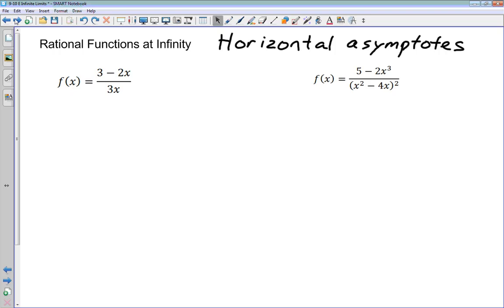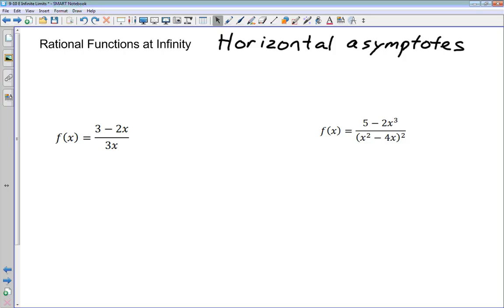So we've got these two functions here. I'm just going to move these down a little bit. Okay. And if I want to find the equation of the horizontal asymptotes, what I'm interested in is what happens to this function when x gets very, very big or very, very small. So I want to evaluate the limit as x tends to infinity of my function. In this case, 3 minus 2x all divided by 3x.